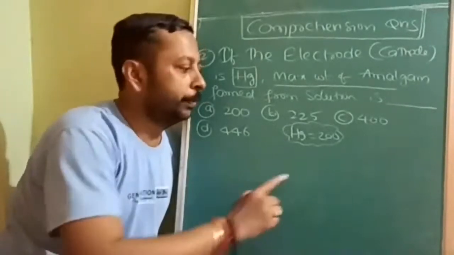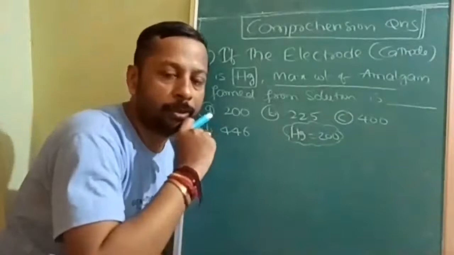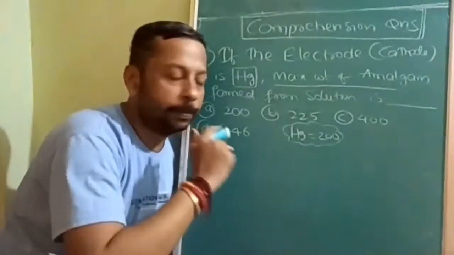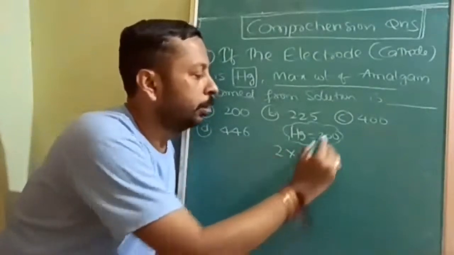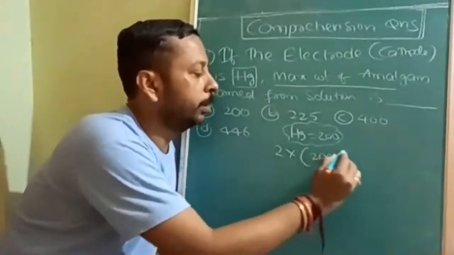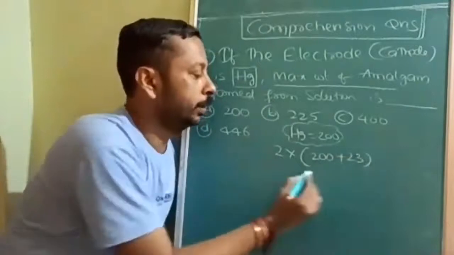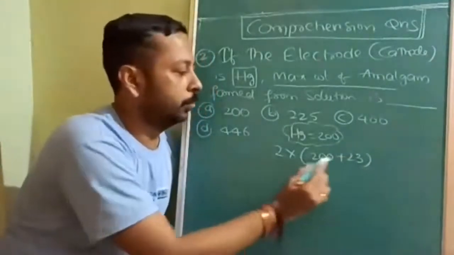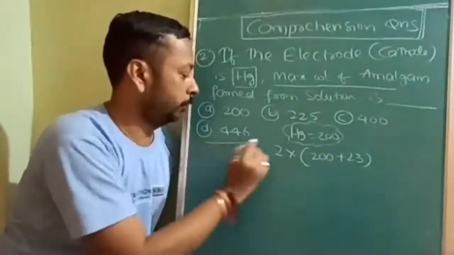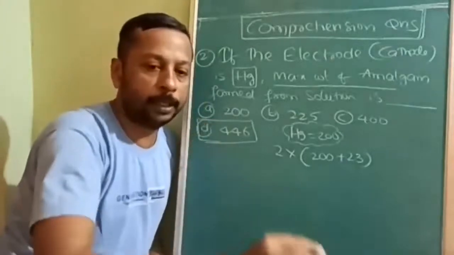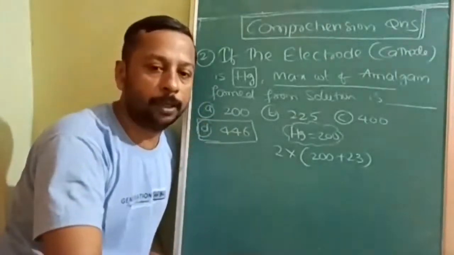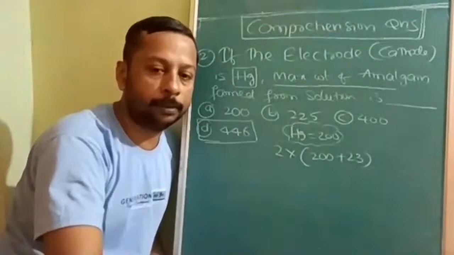Very simple. Just now I told you, 2 moles are present. So 2 into 200 of mercury, and sodium mass is 23. So it will be 223 into 2. That is 446 grams will be collected. How much? 446 grams will be collected.